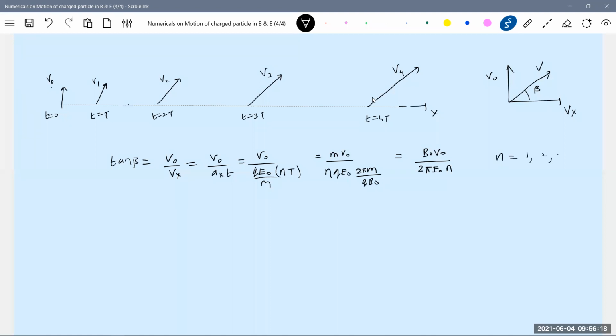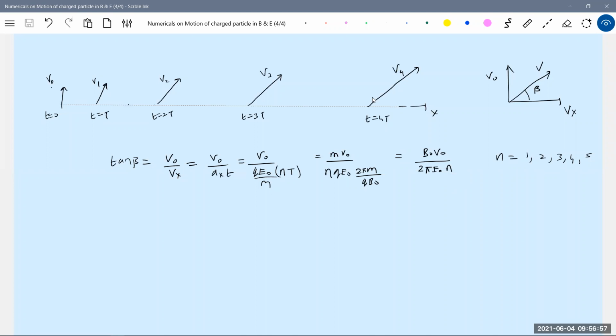n should start with 1, 2, 3, 4, 5, and so on. So beta correspondingly will decrease, and the magnitude will keep on increasing. That's why I'm indicating the vectors with increasing magnitude. After one revolution, the particle will be here. After two revolutions, after three, after four, the velocity vector at the instant when it is crossing the x-axis, the orientation of that has to keep on changing. After a long time, the velocity vector will be almost along the x-axis for a very large value, when n equals infinity.